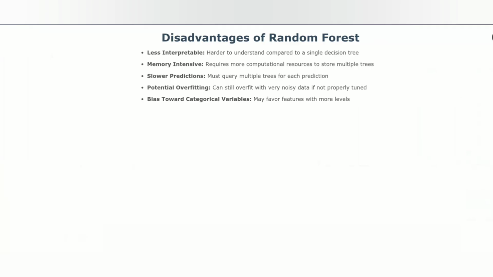Second, it's memory intensive. Storing hundreds or thousands of trees requires significant computational resources both for training and storage. Third, predictions can be slower. To make a prediction, you need to query every tree in the forest and then combine their outputs, which takes more time than a single model. Fourth, it can still overfit if you have very noisy data and don't tune the parameters properly. And finally, it can be biased towards categorical variables with many levels, as these provide more splitting opportunities.